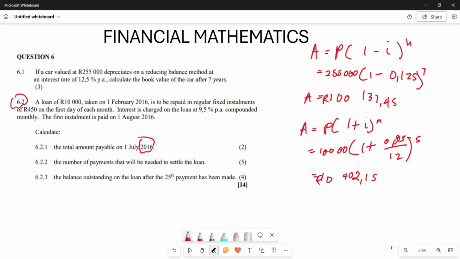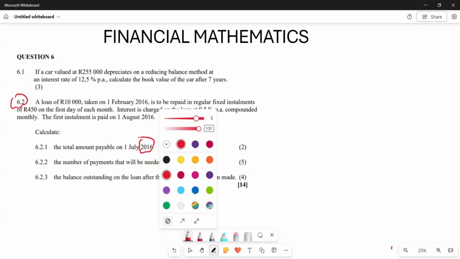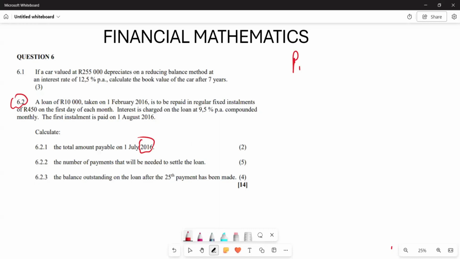Now they say the number of payments that will be needed to settle the loan, right? So here they want us to calculate the N, the number of installments that is required to be paid. Now let's see. Remember, this is going to be the present value annuity. Present value annuity is x into 1 subtract (1 plus i) to the power of negative n, over i. Now, what is going to be the present value?